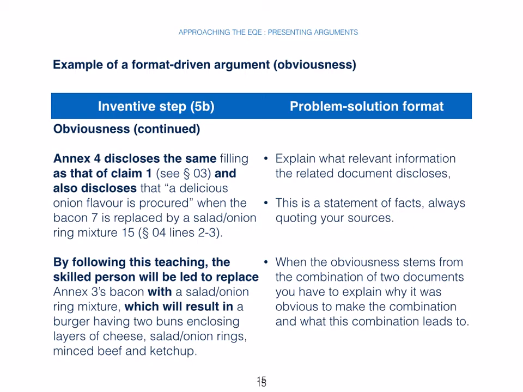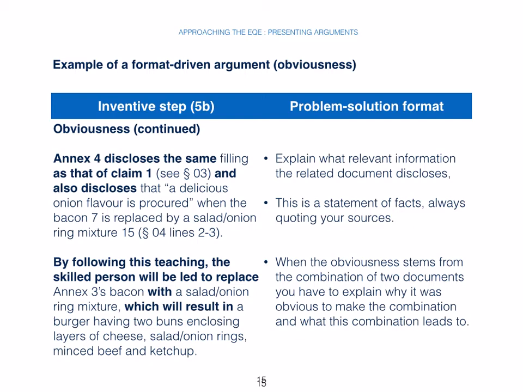Annex 4 discloses the same filling as that of Claim 1, see paragraph 3 of Annex 4, and also discloses that a delicious onion flavor is procured when the bacon 7 is replaced by a salad onion ring mixture 15, see paragraph 4, lines 2 to 3, again of Annex 4. Here we are explaining the relevant information the related document discloses, and this is a statement of the facts, and you must always quote the sources of where you import your facts.